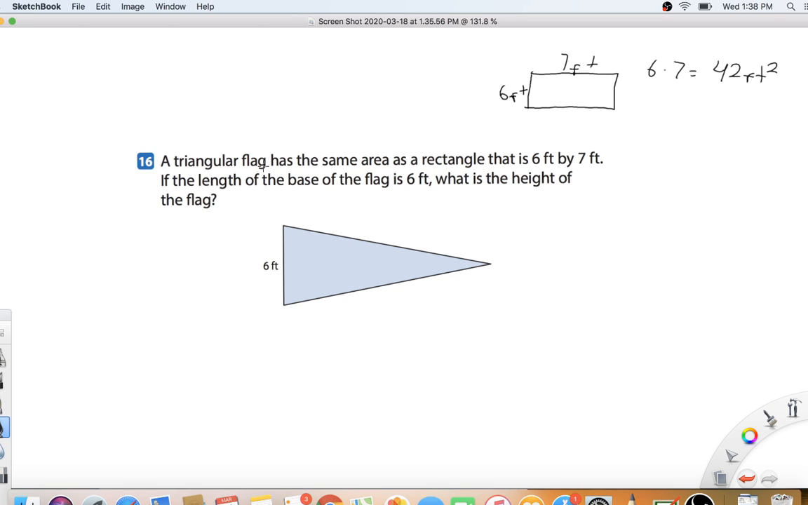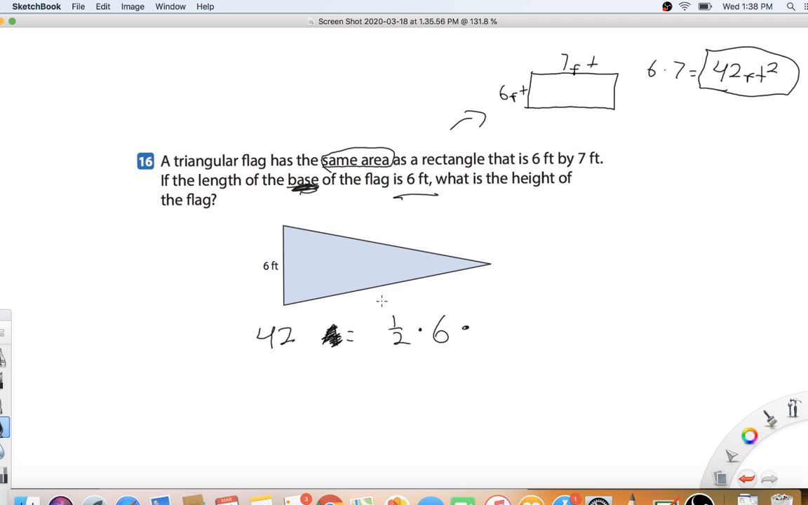So it's telling us that this triangle flag has the same area as this rectangle over here, and this rectangle has an area of 42. That means that when I do the area for this triangle, I'm going to get 1/2 times the base times the height. It already gave us the base for this flag, which is 6. So 6 times something, and instead of it being an A, it's already telling us it's the same area as this one, so this triangle has an area of 42 already.